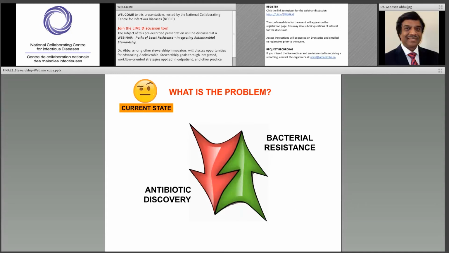The big picture is very clear. Resistance is on the rise and new drug discovery is in decline. We can consider this problem in a number of ways. For example, we can consider this in terms of the cost of antimicrobial prescriptions or the number of prescriptions per 1,000 population. And we can also look at the disease types that account for most inappropriate prescriptions.